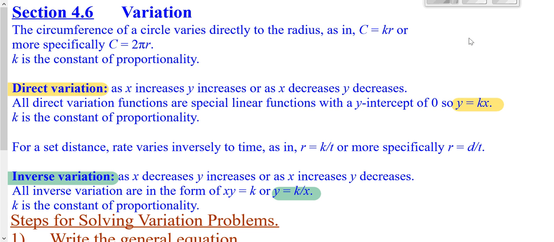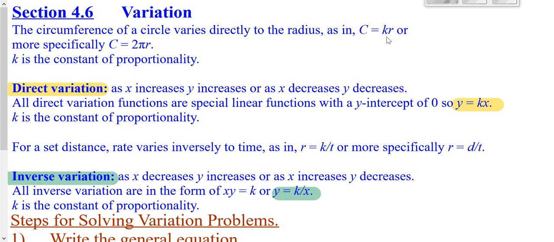We're going to go ahead and talk about variation today: direct variation, inverse variation, or a combination thereof. If you think of a circle, we would say a circle varies directly to its radius, because as the radius gets bigger, so does the circumference. Or if the radius of a circle gets smaller, the circumference gets smaller. So in general, we would say circumference is equal to k times r, where k is a constant of proportionality.